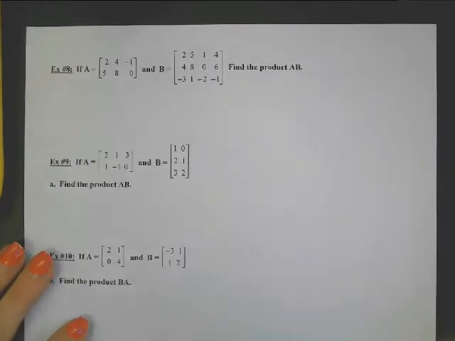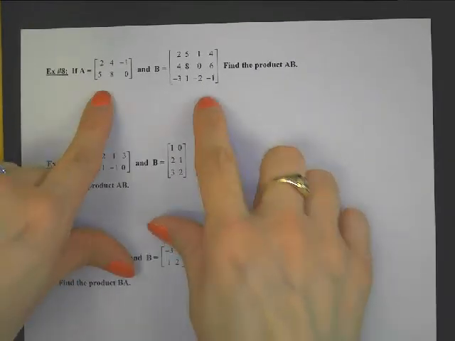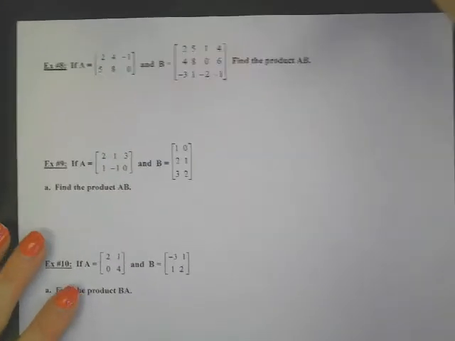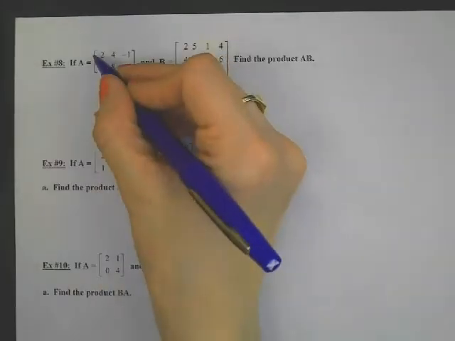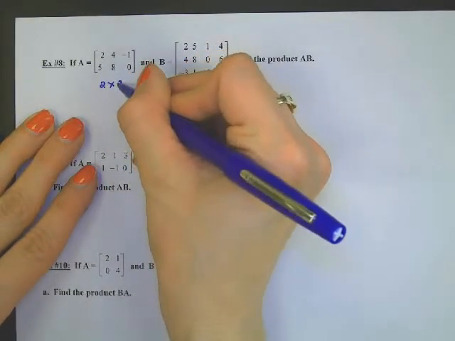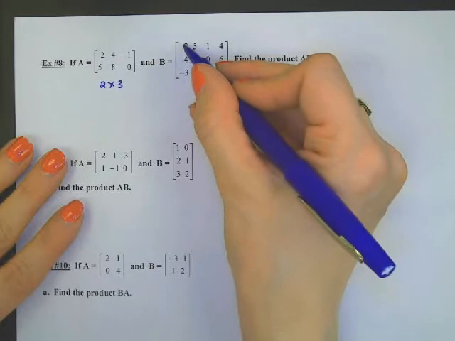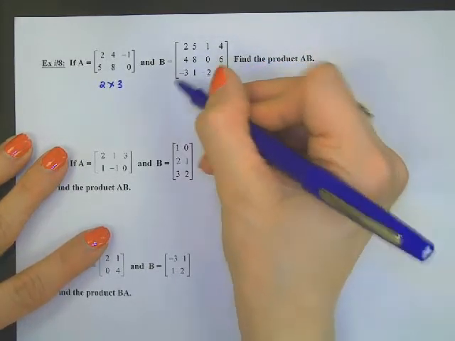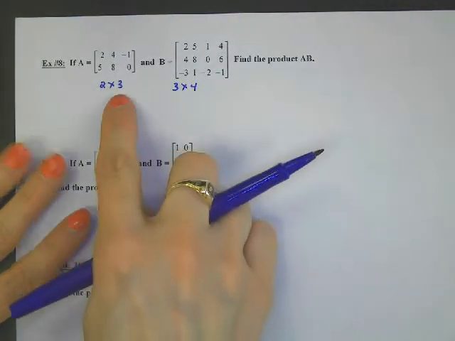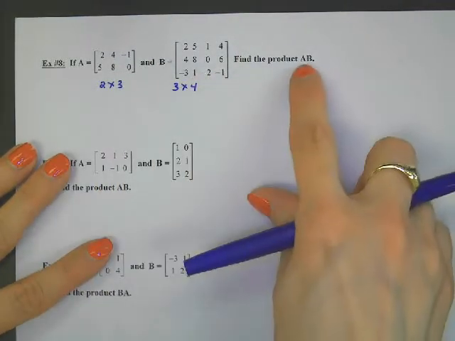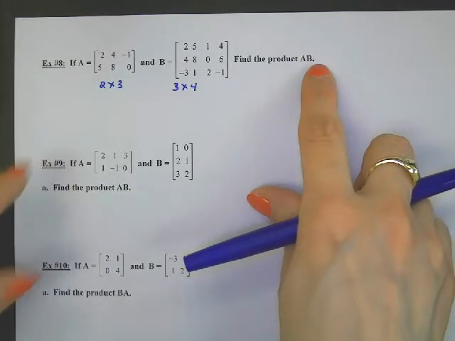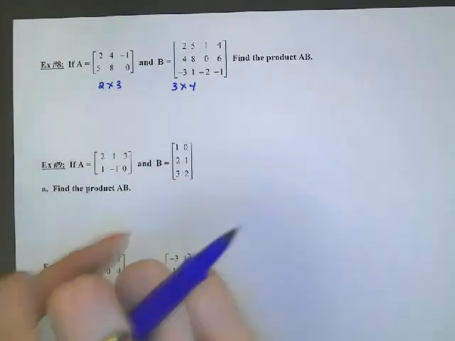Okay, this one's going to be a little more fun. We've got A times B. Let's see if they, first of all, can be multiplied together. So matrix A has dimensions 2 by 3, and matrix B is a 3 by 4. So can we multiply matrix A times matrix B? A, B. That's the order they want it done. And be careful, not BA. The A goes first, the B goes next.